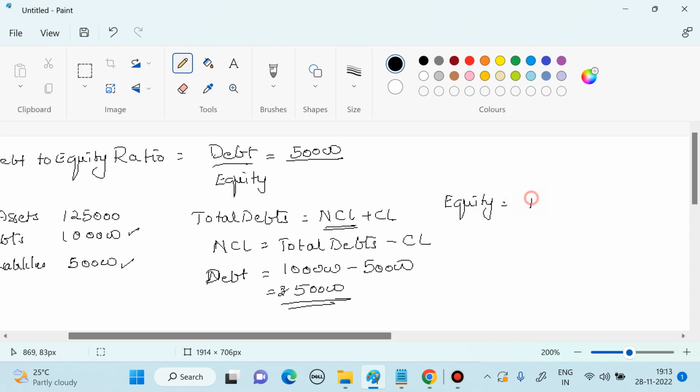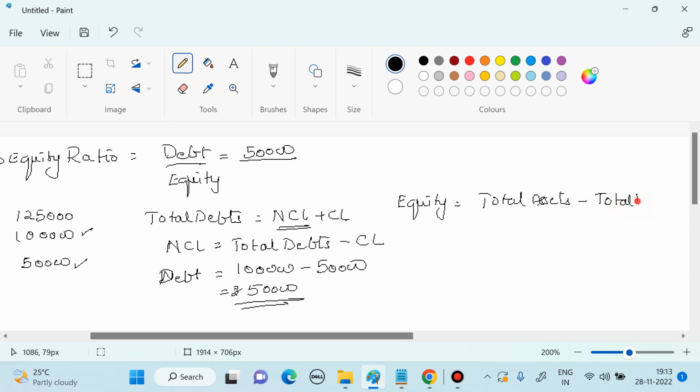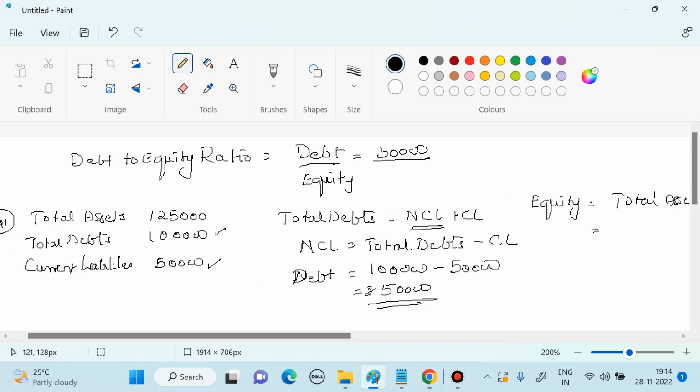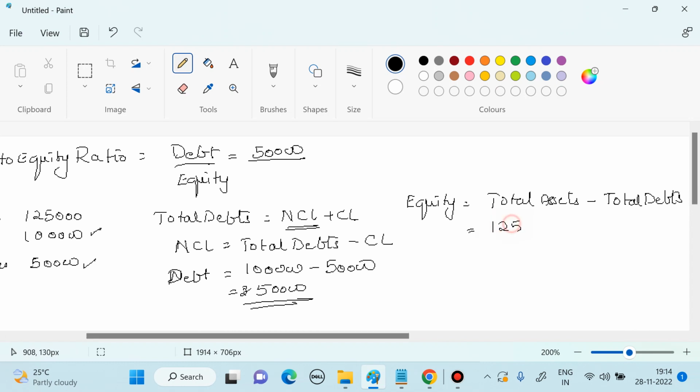Equity would be the total assets, which is also the same as total liabilities. From that, we'll remove the total debts. That will give us the amount owed to shareholders. So total assets is 1,25,000. Total debt is 1 lakh. 1,25,000 minus 1 lakh, so we get equity as 25,000 rupees. Write it here. So it is 50 by 25, or 2:1 is the ratio. Is that clear?